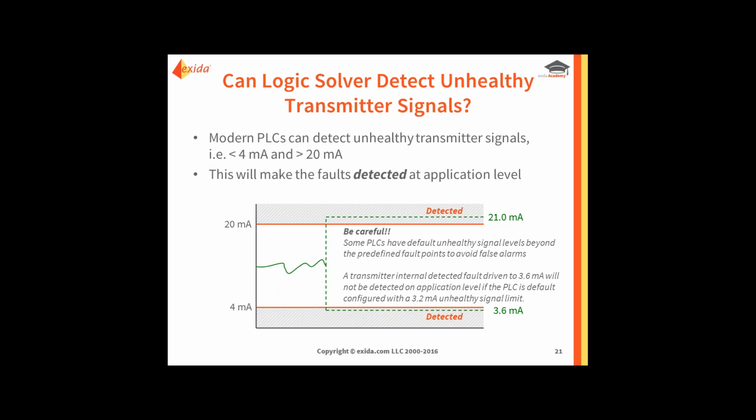So we need to make sure that when we use these transmitters that have the capability of annunciation diagnostics, that we can actually benefit from that information provided. So we need to make sure that we understand what the fault ranges are of the transmitter, and when we implement it in the logic solver, we need to make sure that the logic solver will actually see it as an unhealthy transmitter signal.